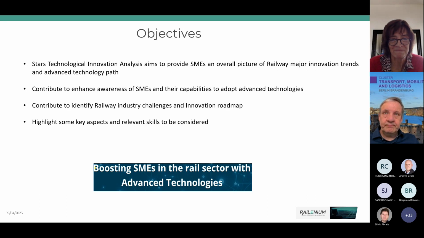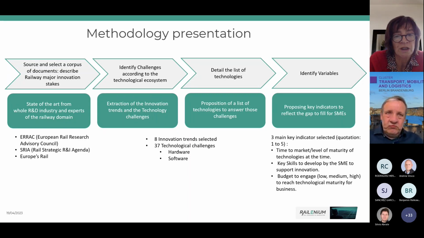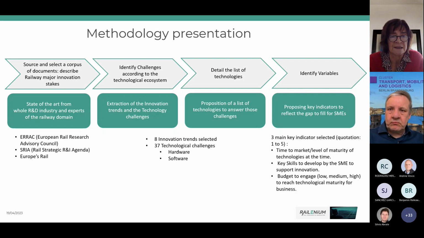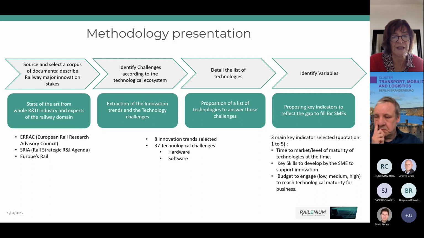Next please. So just to introduce this methodology we have been using to manage this technology innovation analysis, you can see it is in 4 steps. The first step was to select a corpus of documents and sources that will help to describe those major innovation stakes. So it means doing the state of the art that has been provided by all R&D industry and also experts from the railway domain.